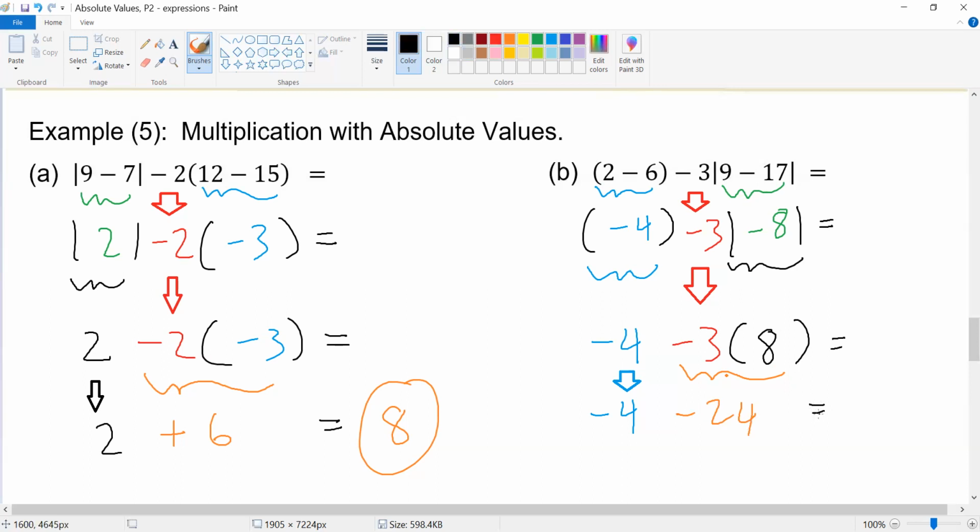Now that there's no more parentheses to deal with, no more absolute values to deal with, we can finally combine our like terms at the very end here, meaning just subtract. We have negative 4 minus 24, which gives us a negative 28. And there we go. Huzzah! We're done. This is the basics of simplifying expressions with absolute values.